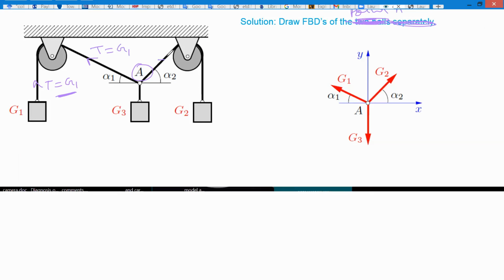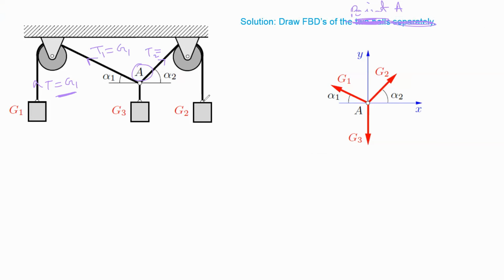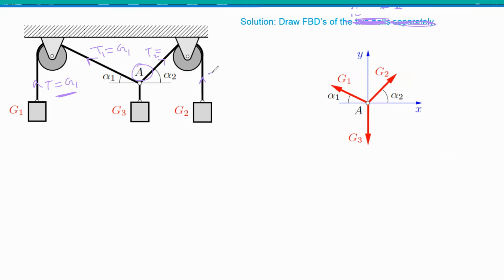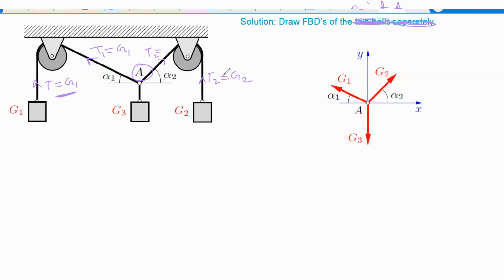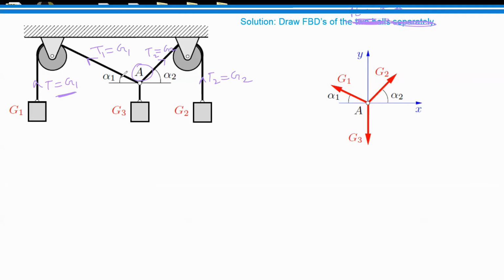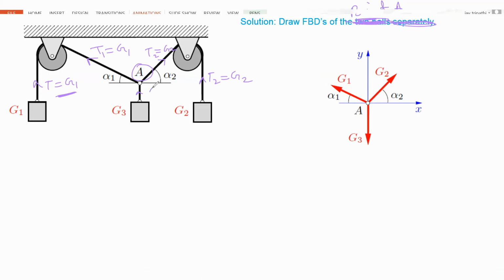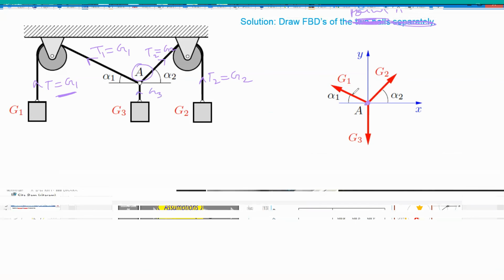And again here you will get, suppose it is T1, it is T2, so T2 you will get for the same reason. Here you will get T2 is equal to G2. That means this rope will be subjected to a force of G1, this one G2, and this one, as you know, is related to the G3 force. So at point A, this will be your free body diagram: G3, G1 and G2.